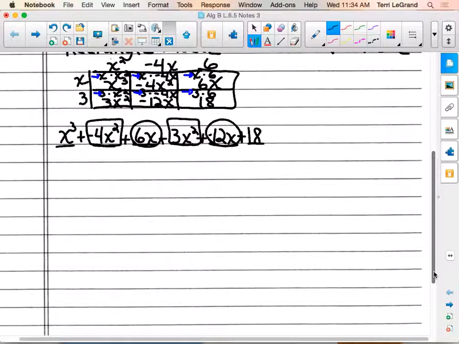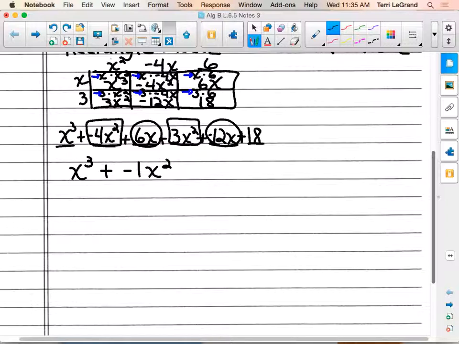X to the second. In standard form, the variable with the highest exponent on it is most important. So the x cubed comes first, doesn't it? Okay. What comes after 3? 2. Do we have any x squares? Yes. Okay. So negative 4x squared plus 3x squared, negative 1x squared.